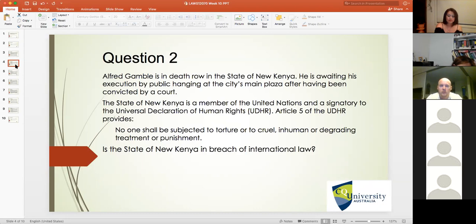The answer is no, unless it is quite clear from that declaration that it was intended to be a treaty under the Vienna Convention on Treaties, meaning it was intended to be a source of legal obligation. But otherwise, in general, if it's just a declaration, it is just a declaration. It is not a source of legal obligations under international law.